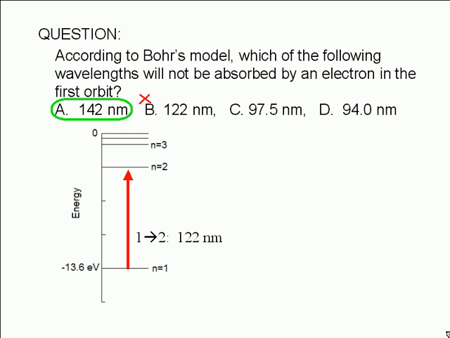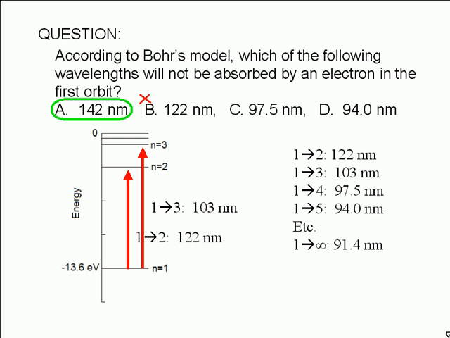If you want to convince yourself, you can do a similar calculation for the transition to the third orbit. You should find that a shorter wavelength of 103 nanometers will be required. If you calculate wavelengths for transitions to even higher orbits, these are what you'll find. You will note that choice C, 97.5 nanometers, will promote an electron from orbit 1 to orbit 4, and choice D, 94.0 nanometers, will promote an electron from orbit 1 to orbit 5. The required wavelengths get shorter, but you will find that the numbers will converge to 91.4 nanometers.